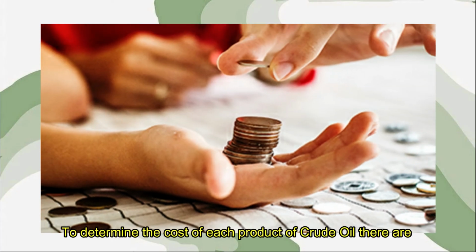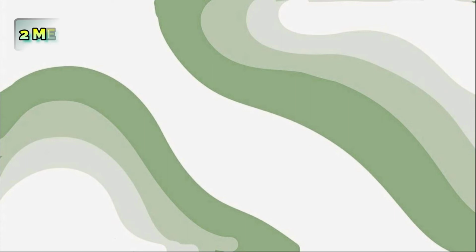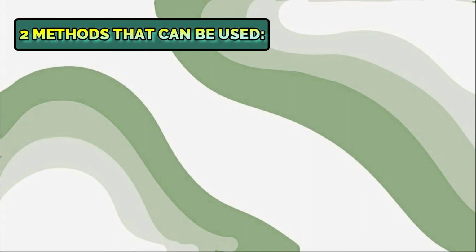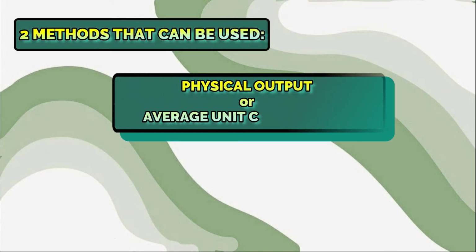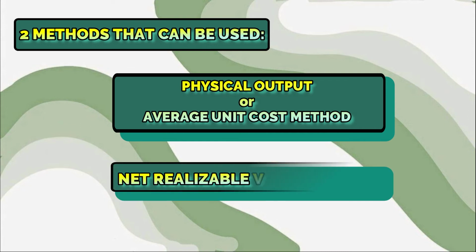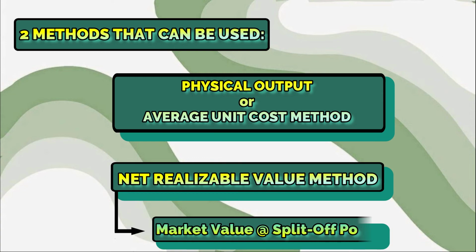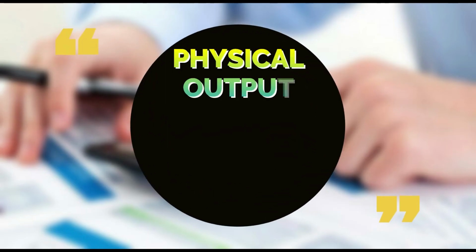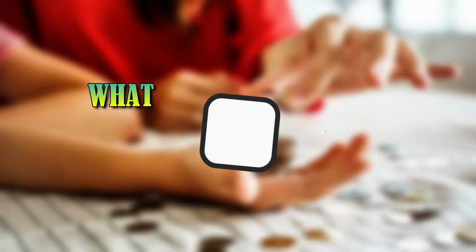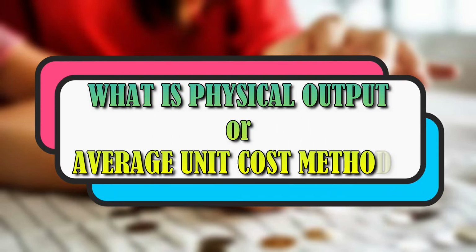How will you compute the cost of each product? To determine the cost of each product of crude oil, there are two methods that can be used: the physical output or average unit cost method, and the net realizable value method, specifically, the market value at split-off point. First, physical output or average unit cost method. What is physical output or average unit cost method?